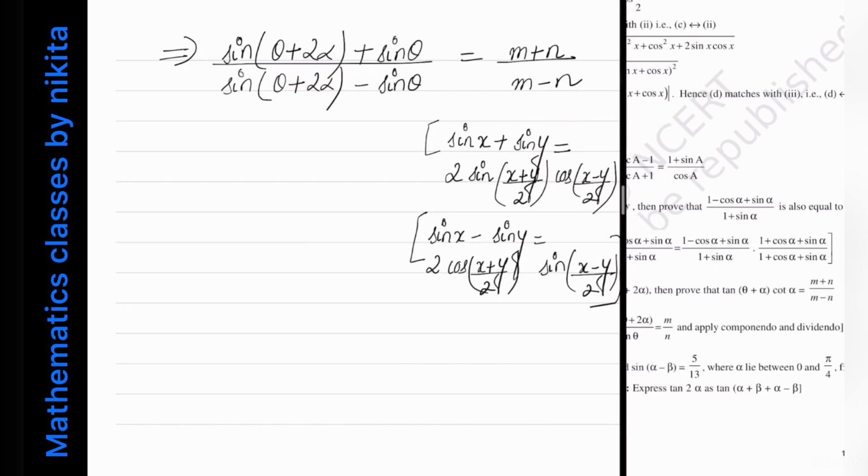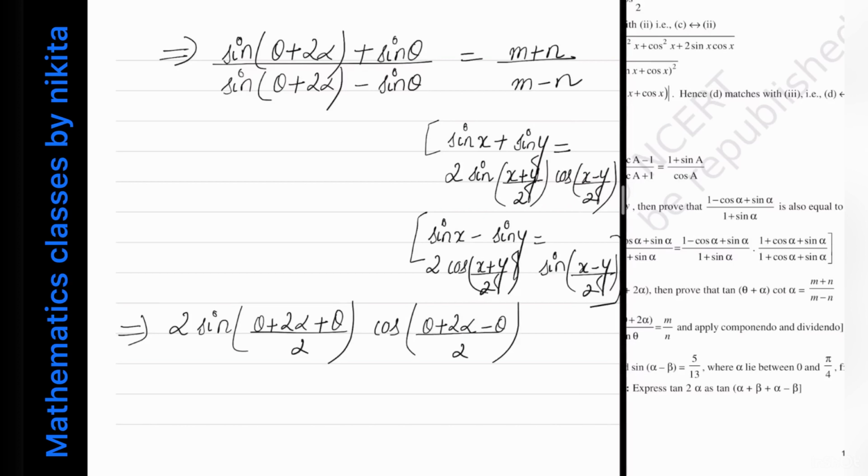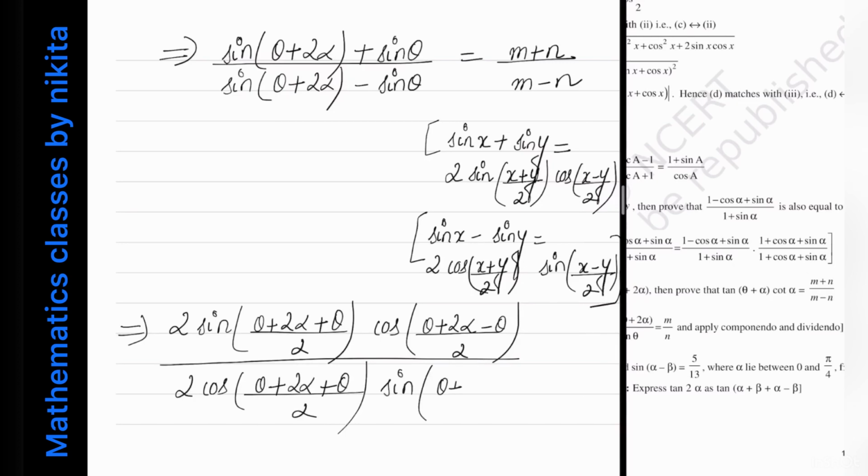So what I will get, this implies that this can be written as 2 sine of theta plus 2 alpha plus theta divided by 2 into cos of theta plus 2 alpha minus theta divided by 2 whole divided by 2 cos of theta plus 2 alpha plus theta divided by 2 into sine of theta plus 2 alpha minus theta divided by 2, and this is equal to m plus n divided by m minus n. Now let's simplify this.